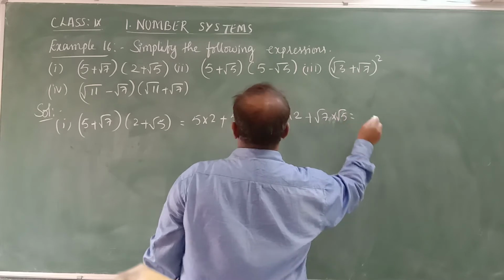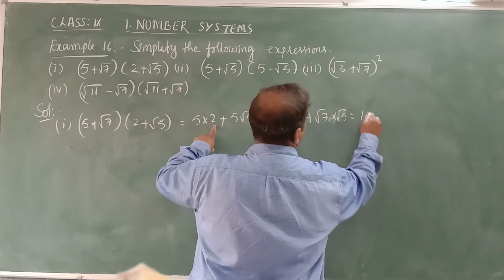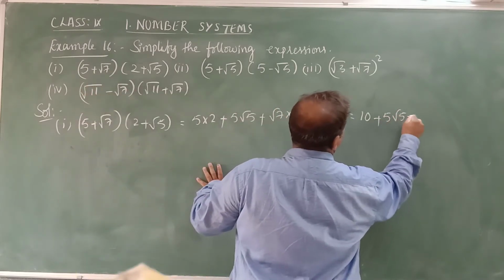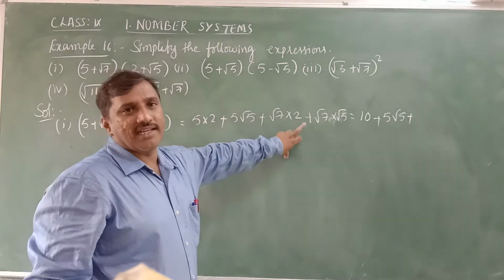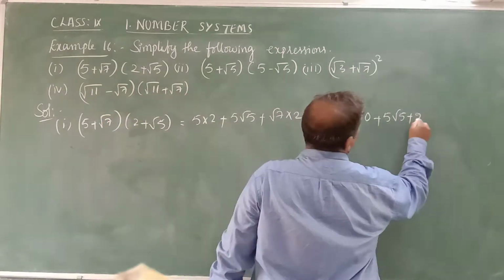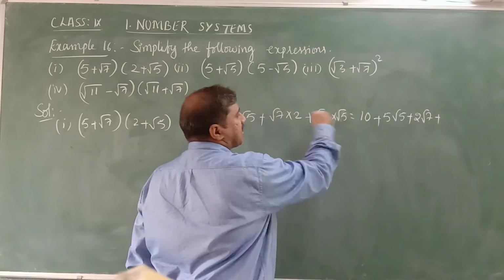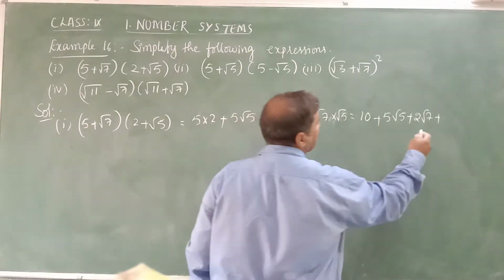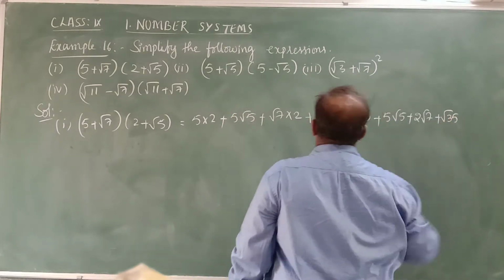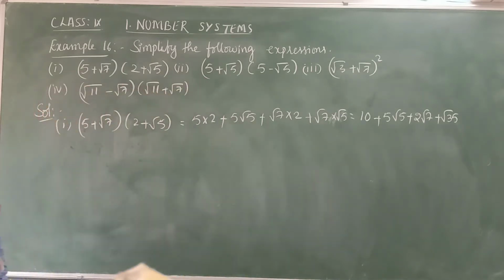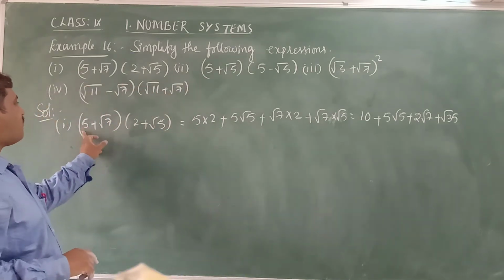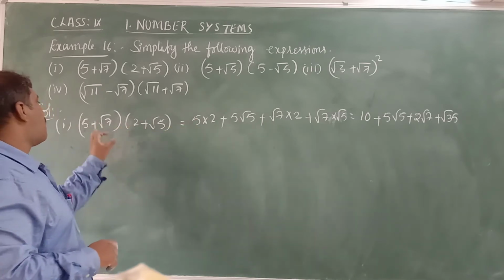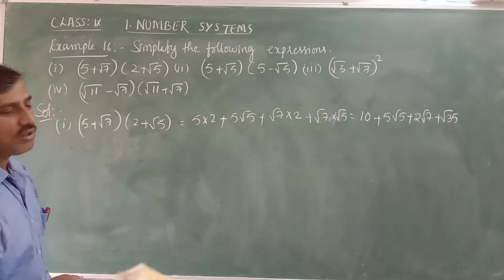So what we get? Yes, 5 into 2 is 10, plus 5 into root 5 is 5 root 5, plus 2 into root 7 that is 2 root 7, plus root 7 into root 5, that is root a into root b is root ab, 7 into 5 is 35, root 35. Like this we can multiply: 5 into 2 is 10, 5 into root 5 is 5 root 5, root 7 into 2 is 2 root 7, root 7 into root 5 is root 7 into 5, root 35.